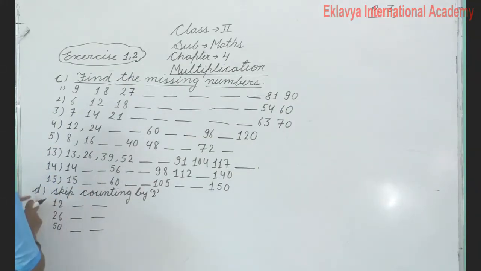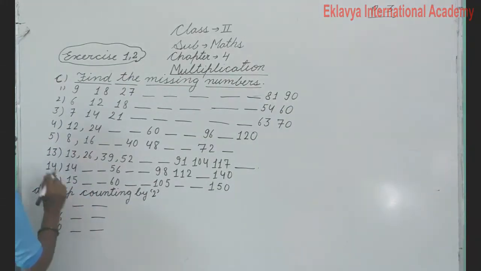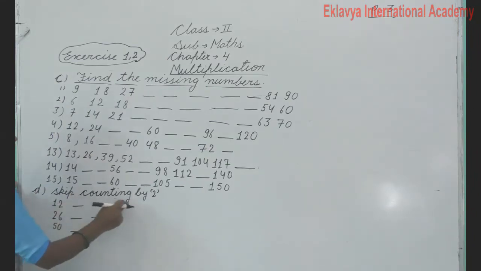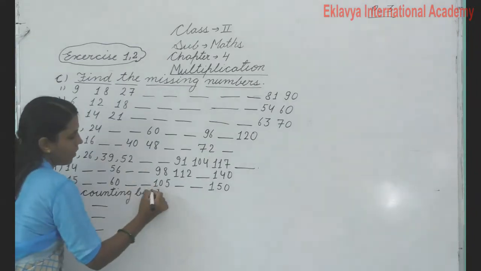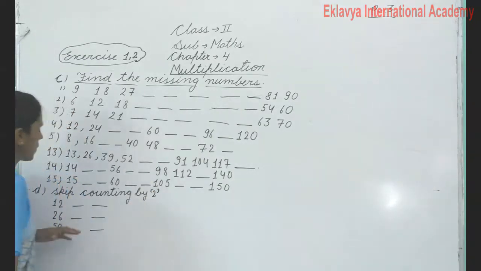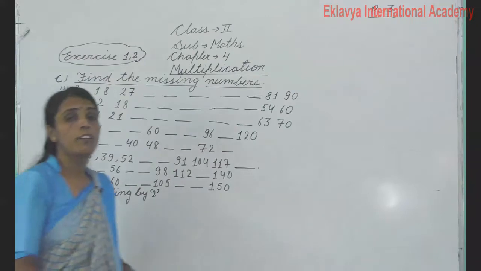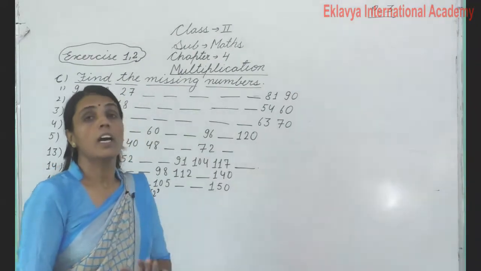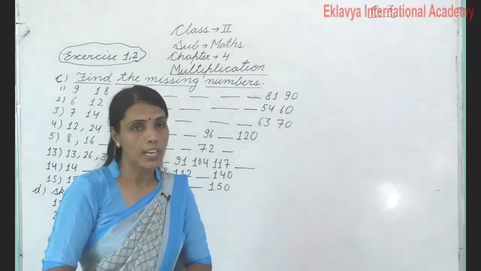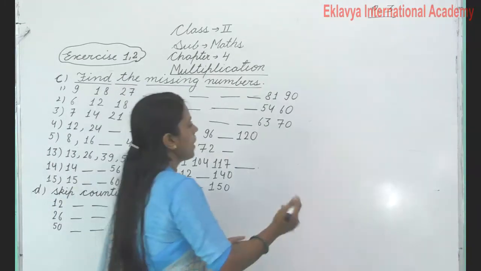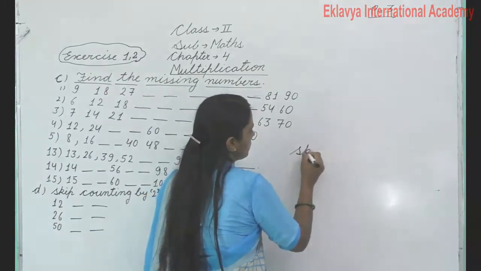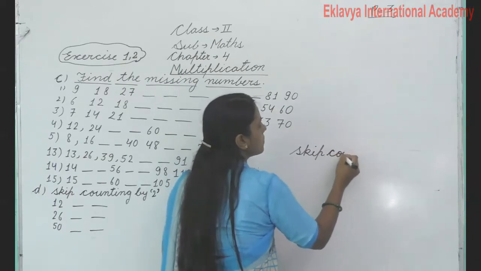We will take question D. Okay, we will solve question D. Skip counting by 2. Yes students, today we will discuss question D, skip counting. Students, you have read skip counting in the previous class. Do you know? Yes. Listen first. Suppose skip counting by 2.